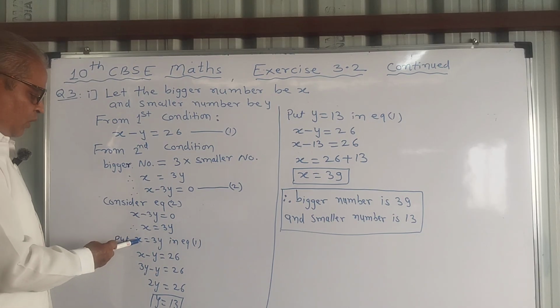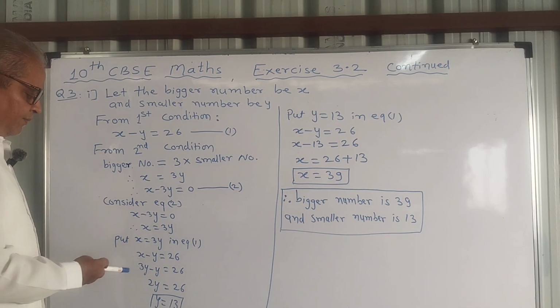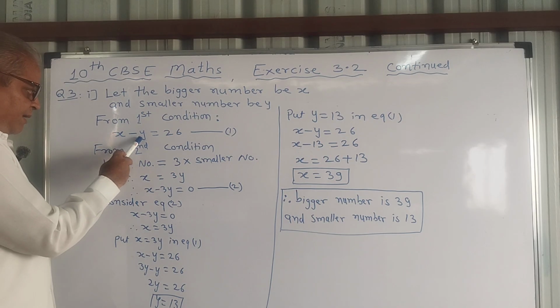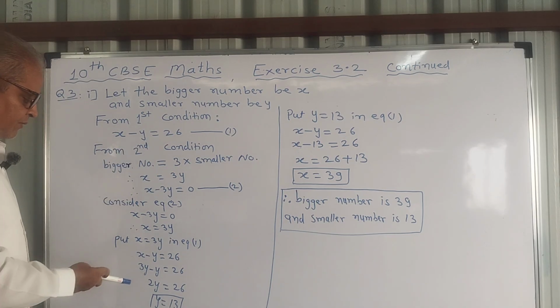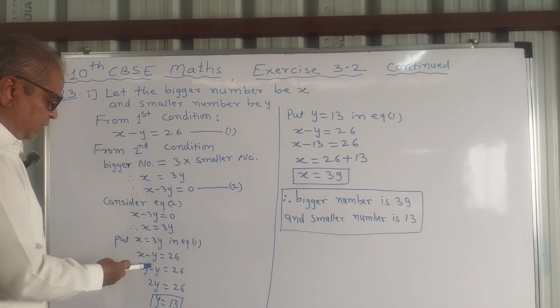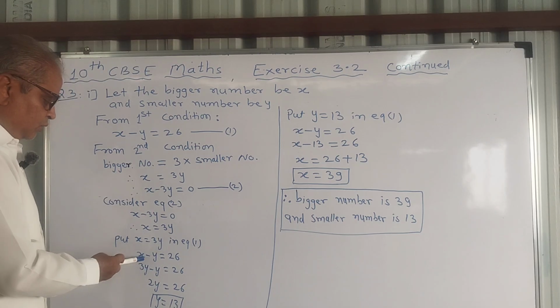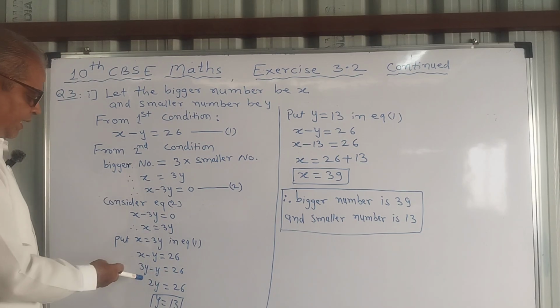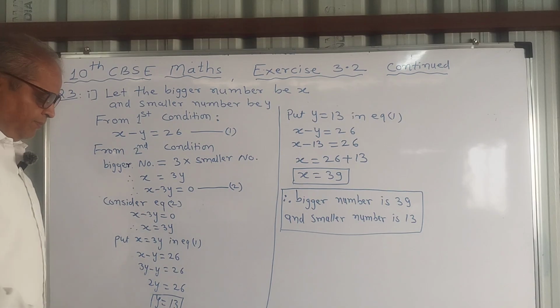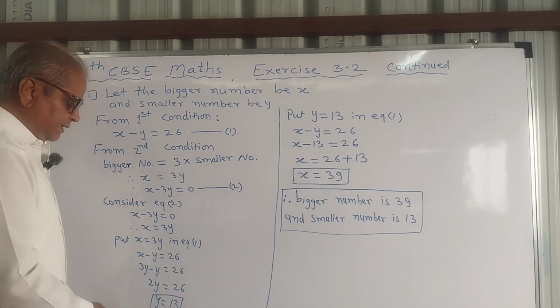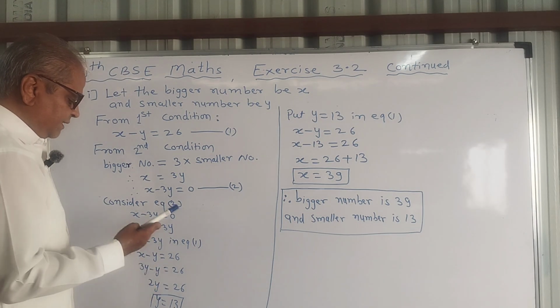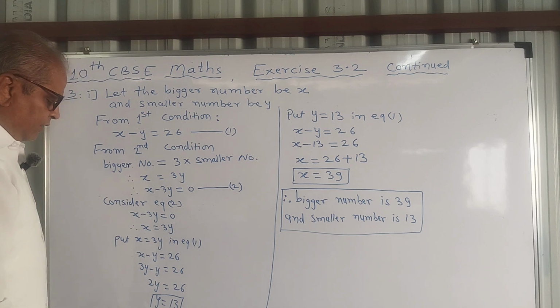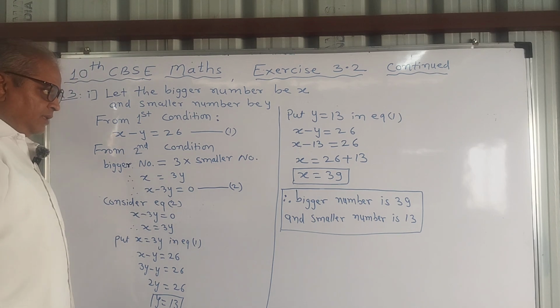Now put this value in equation 1. So what is equation 1? X minus y is equals to 26. So instead of x, substitute 3y. So 3y minus y is equals to 26. 3y minus y is 2y. 2y is equals to 26 and y is equal to 26 upon 2. That we can directly write, y is equals to 13.